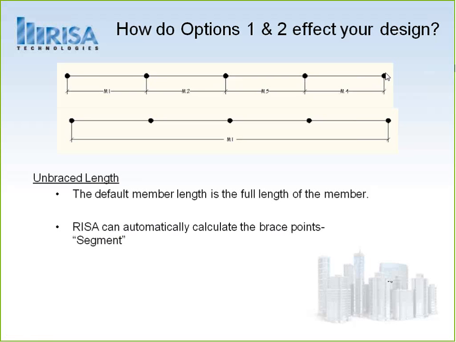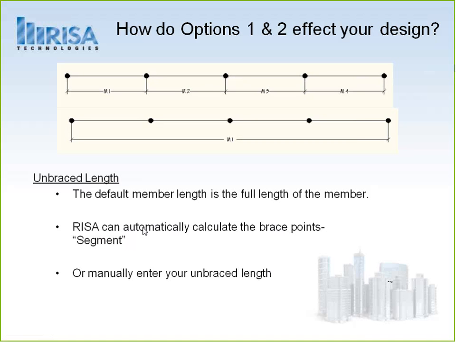RISA can automatically calculate the brace points for you using the segment command. So when you're using a physical member, which is the one down on the bottom here, this M1 full length, RISA can automatically calculate that as a segment. Wherever you have a node located, you will be telling the program that is a brace point. So if we have oddly spaced nodes, or even if this was on a slope, like we'll look at on a truss, the program will actually calculate that distance along there. Wherever we hit a node, that'll be the segment point. And we'll take a look at that on a truss when we get to that.